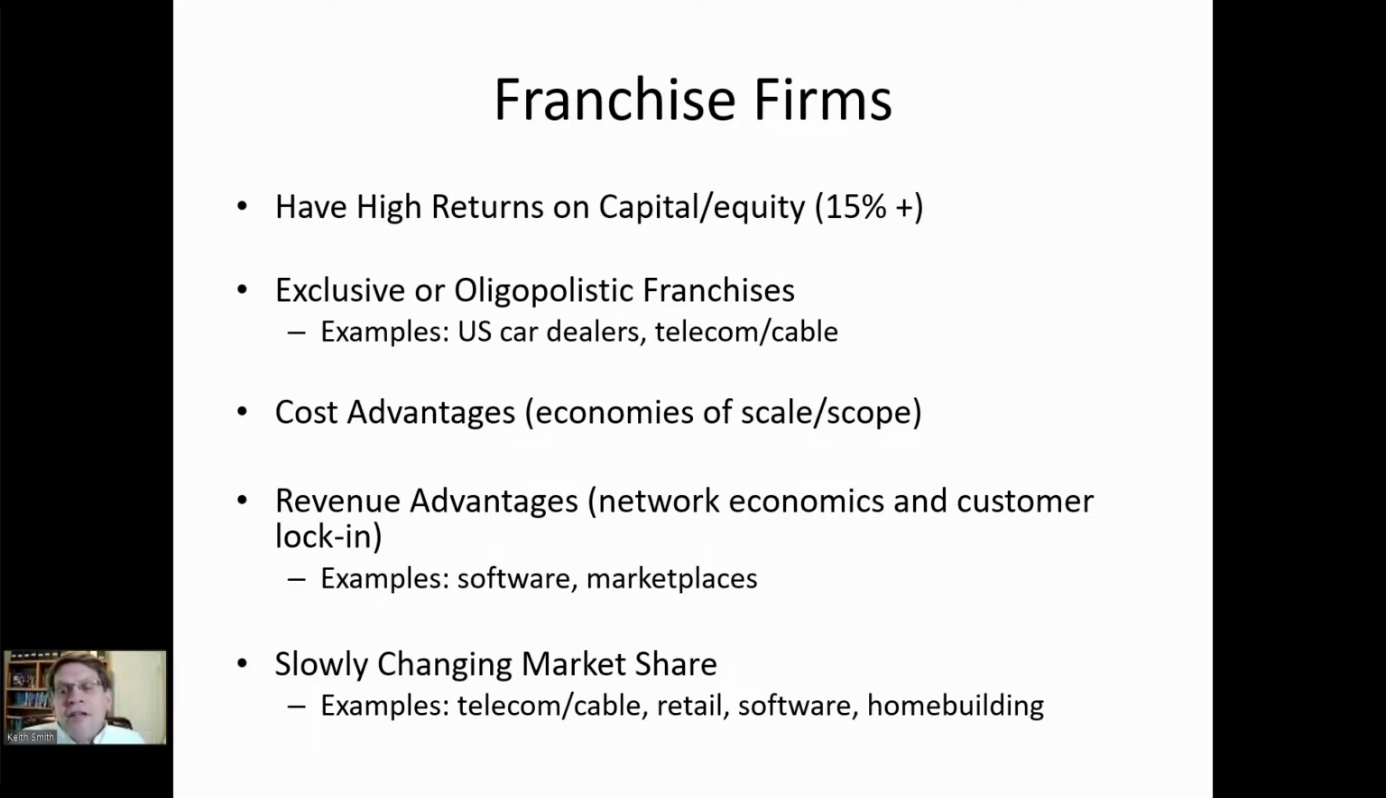Examples of these would be U.S. car dealers. Those are more local markets, and they have specific franchises in those local markets. Telecom and cable is another one where it's more of a local market.